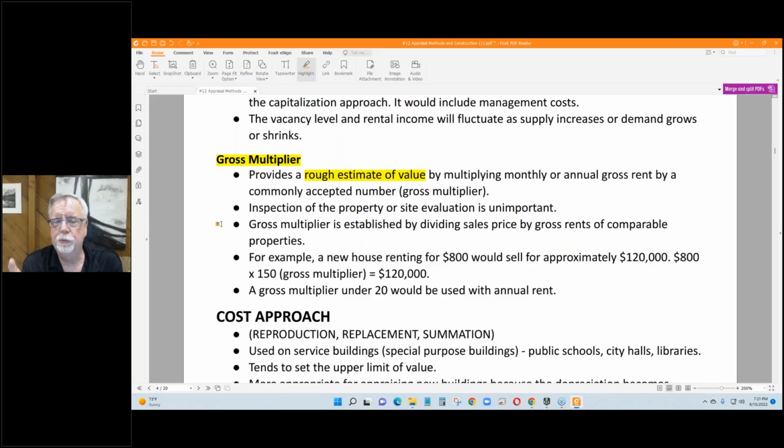The problem is we don't know what the net income of any of these buildings were. We know the selling price, but we don't know the net income. If we knew the net income and we knew the selling price, that's called the comparison method, because we could determine the cap rates of the other properties, but we don't know any of the net income.